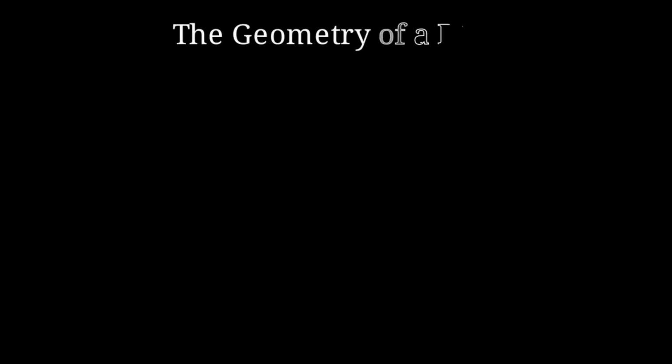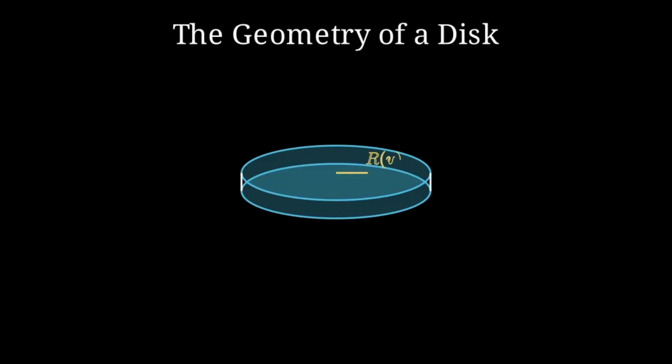Imagine a single thin slice of our solid. It looks like a coin or a disk. Its radius is the horizontal distance from the y-axis to the function, and its thickness is a tiny change in height, which we call a dy. The volume of this tiny disk is simply the area of the circle times its thickness.